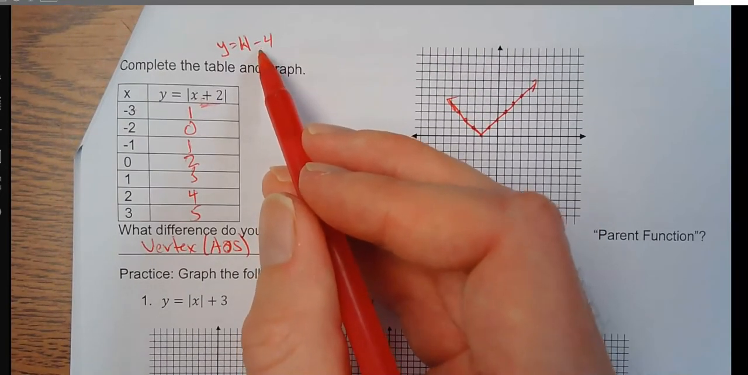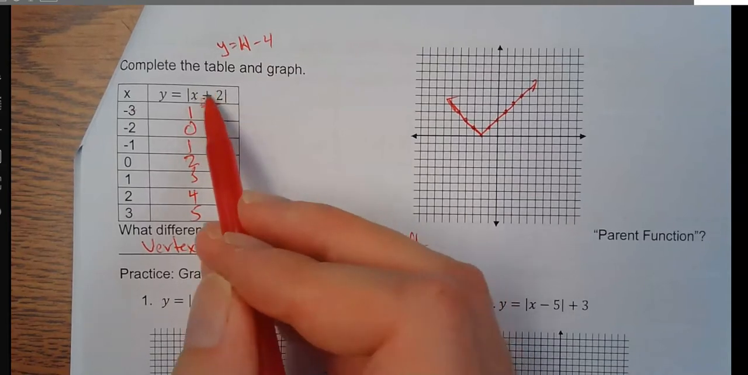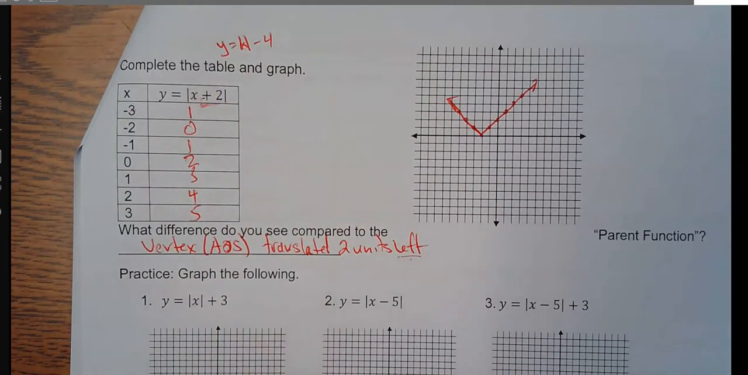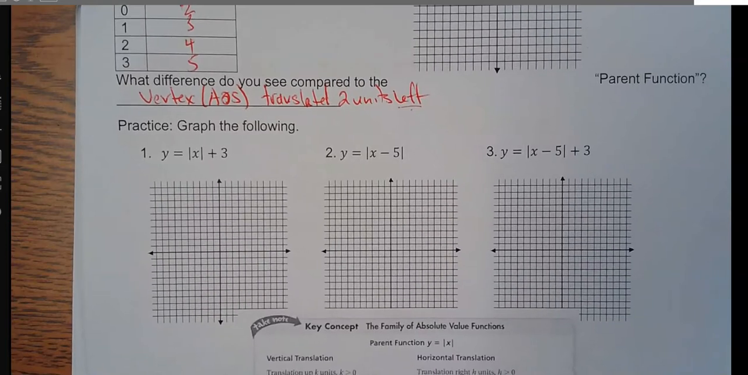meant down. It's what you thought it would mean. Here, though, this is the opposite of what you mean. So you got to remember, if it's on the inside, it's the opposite of what you think. Okay, so let's do some practice here.